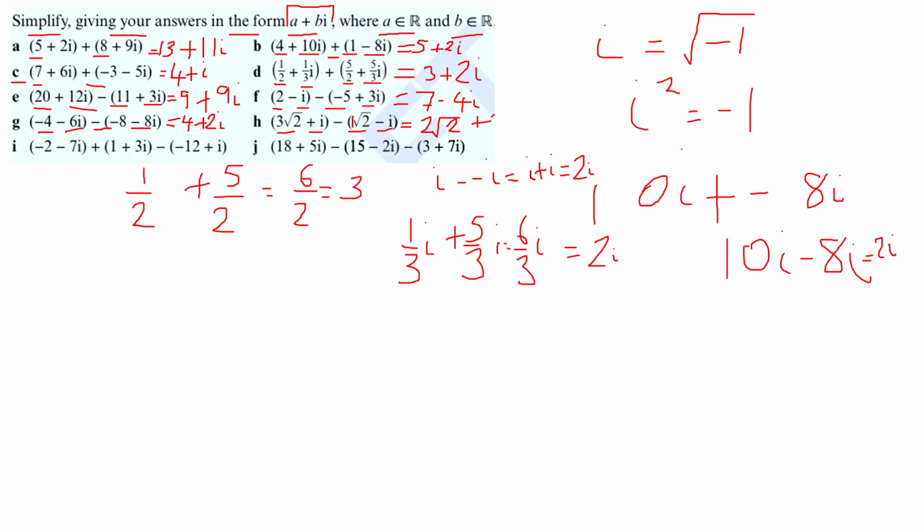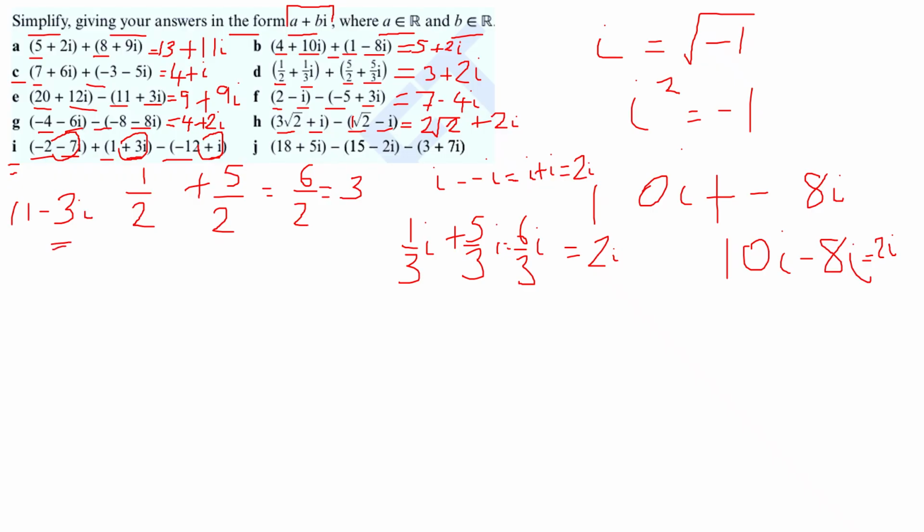Then part I, we got minus 2 minus 7i plus 1 plus 3i minus in brackets minus 12 plus i. So collecting my real parts, all the constant terms, minus 2 plus 1 is minus 1. Then subtracting negative 12 becomes minus 1 plus 12, which is positive 11. Then I've got minus 7i plus another 3i is minus 4i plus another i, so 1i makes minus 3i. So 11 take away 3i.